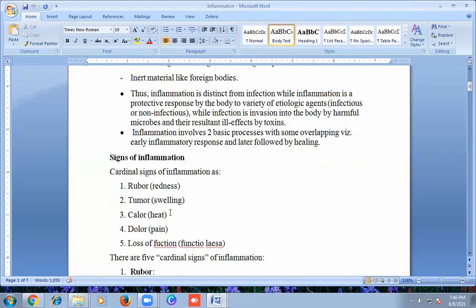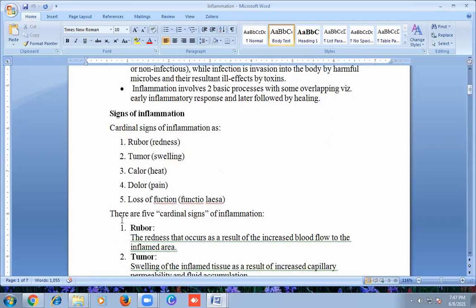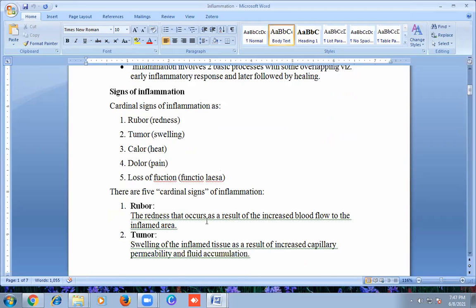That is the Latin term. So you keep in your mind, they may be asked in the exam. That is called rubor, tumor, calor, dolor, and functio laesa. Rubor means redness. Tumor means swelling. Calor means heat. Dolor means pain. You keep in your mind, we will see, there are 5 cardinal signs of inflammation. Which are those?